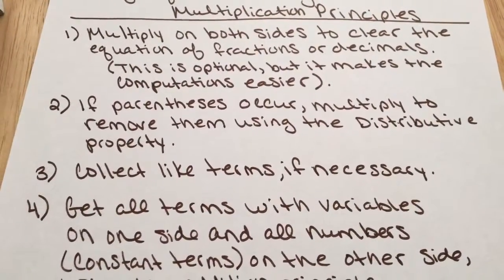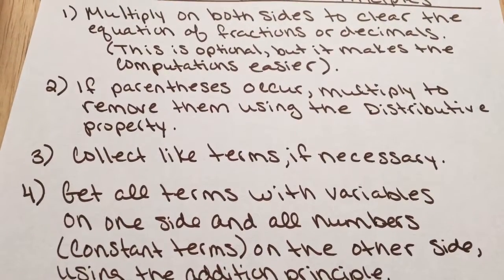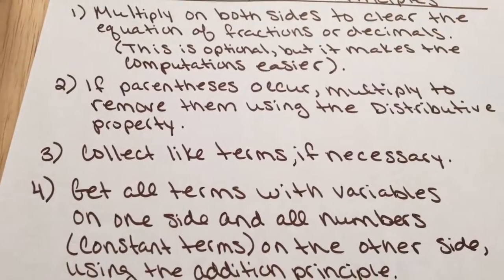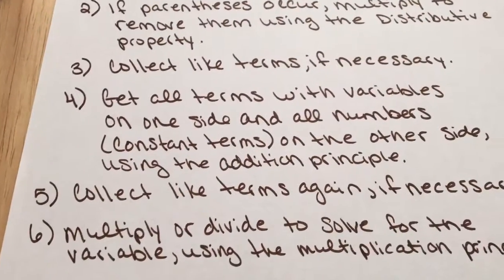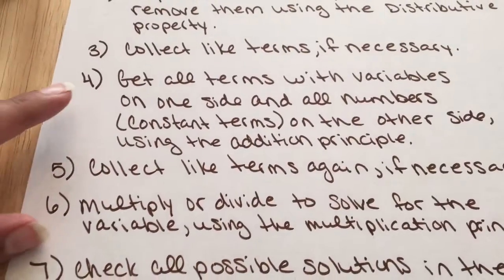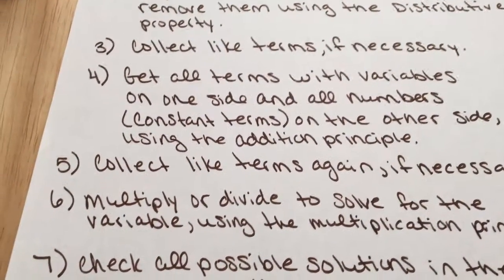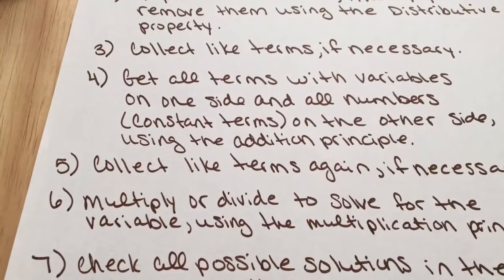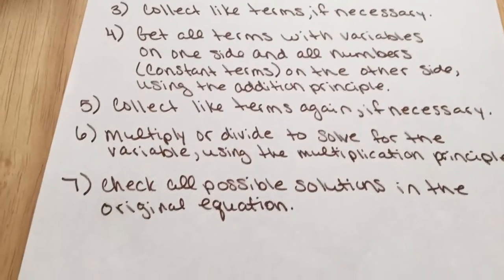Step 3, collect like terms if necessary. Again, that was something we saw with simplifying expressions. It's just another building block that we need to get to solving equations. Step 4 is to get all terms with variables on one side and all numbers, the constants, on the other side, using the addition principle. We saw that when we were working with solving equations using addition.